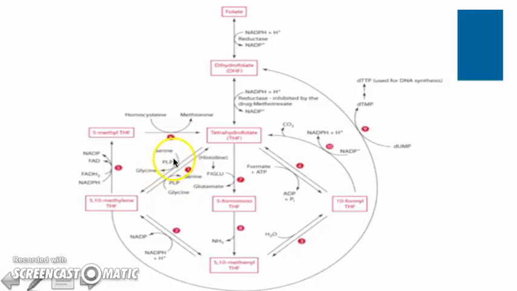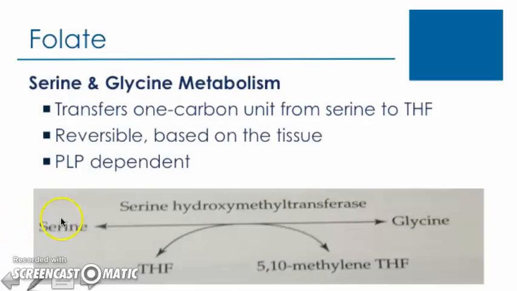And you can also see the PLP required for this process. So we can look in more detail at the transfer of the methyl group in this process. So we see serine, we see glycine, we see tetrahydrofolate, and the 5,10-methylene tetrahydrofolate. So just take a moment and review this reaction to determine which of the two, serine versus glycine, will be containing the methyl group and then transferring it to the folate.